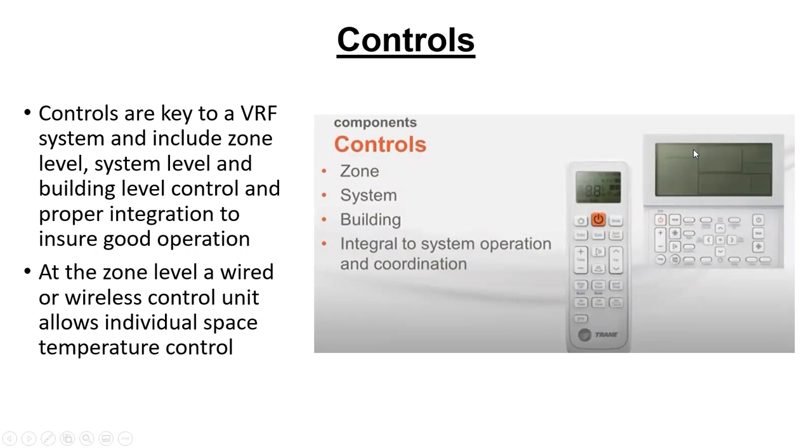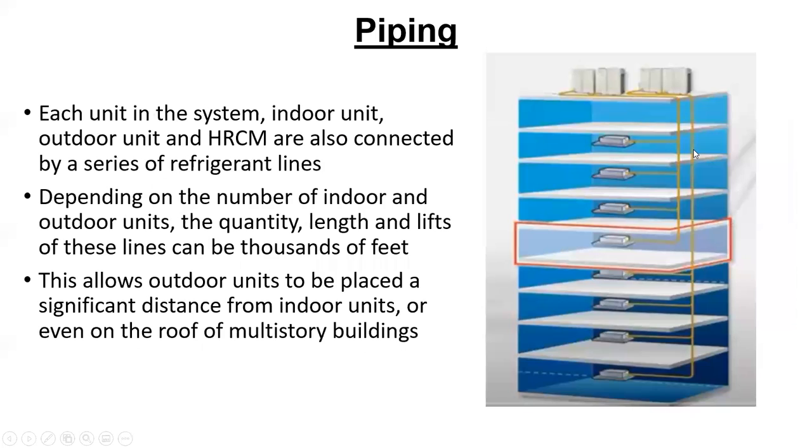Controls are key to a VRF system. It includes zone level, system level, and building level control and proper integration to ensure good operation. At the zone level, a wired or wireless control unit allows individual space temperature control. This is almost like a remote control on your TV. And yeah, it can be wired, but I think they're typically not at this level.